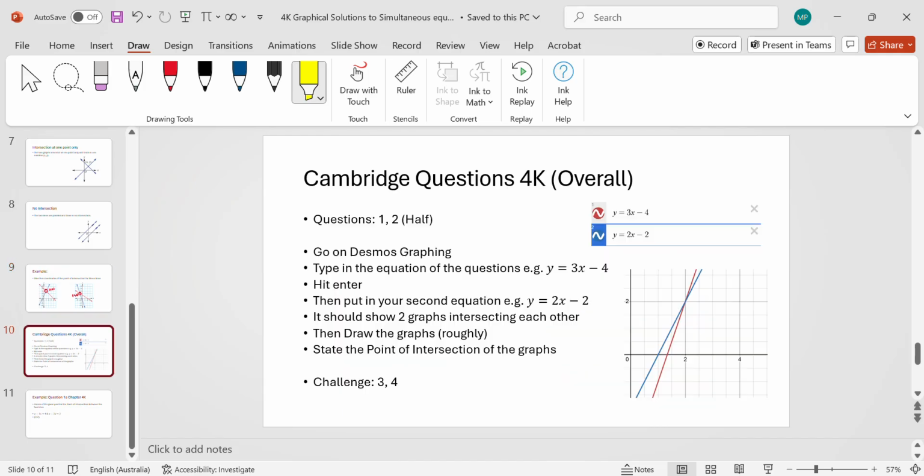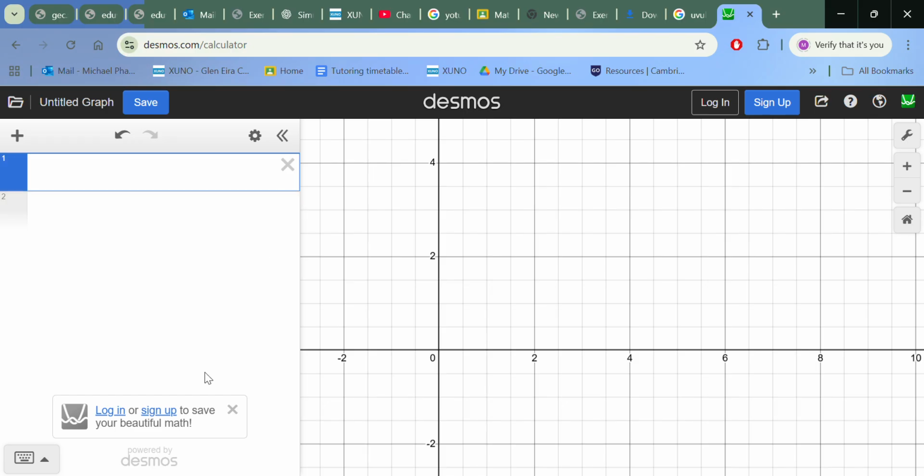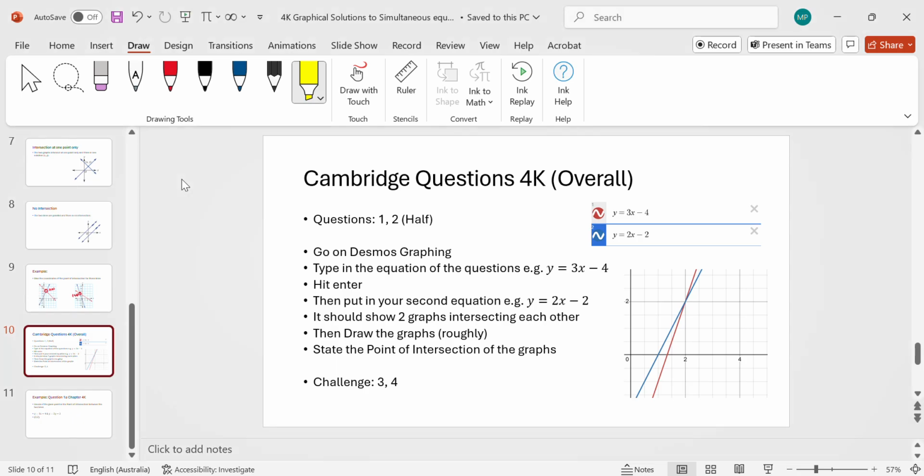Okay. So with that in mind, you can actually just start working on these questions, but there's a very specific way I want you to answer these questions, and I'm going to show you how to do that right now. On your laptop or your Chromebook, whatever device you have, you are going to look up Desmos graphing. If you just have a look up here, I'm on Desmos graphing right now. Okay. It will look something like this.